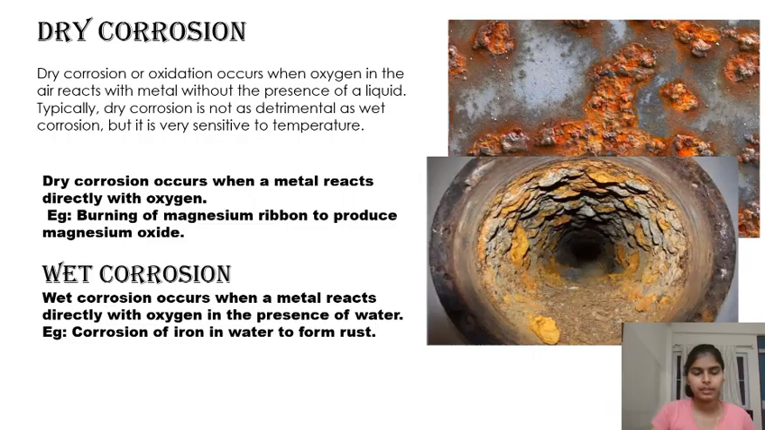And here is the definition of dry corrosion. Dry corrosion, or oxidation, occurs when the oxygen in the air reacts with metal without the presence of a liquid. Typically, dry corrosion is not as severe as wet corrosion, but it is very sensitive to temperature. Dry corrosion occurs when a metal reacts directly with oxygen, for example, burning of magnesium to produce magnesium oxide. Wet corrosion occurs when a metal reacts with oxygen in the presence of water, for example, corrosion of iron in water to form rust.